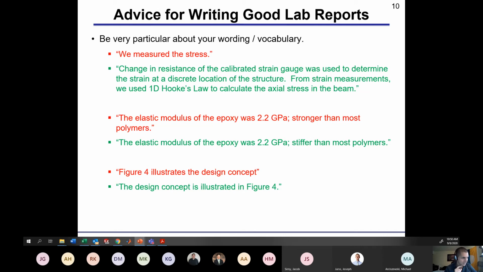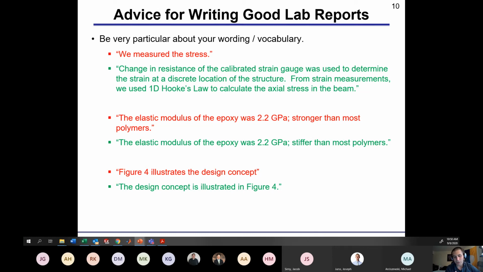Usually what you're going to do is put a strain gauge onto a piece and then measure the changes in the resistance of the strain gauge and then use, let's say, Hooke's law to relate the strain measurements that you have to stress values. So it's pretty much impossible to measure stress directly with an instrument.